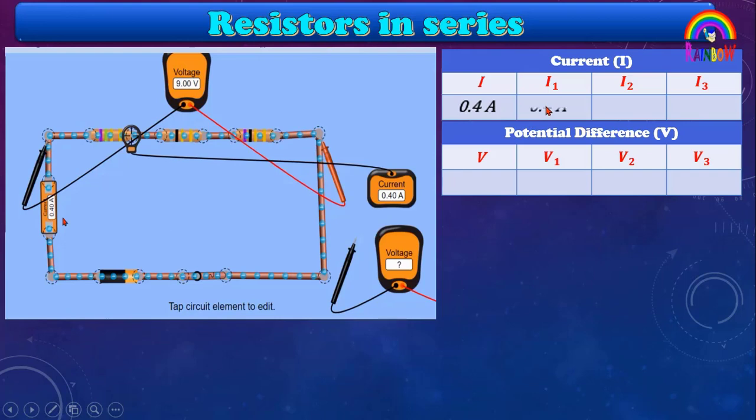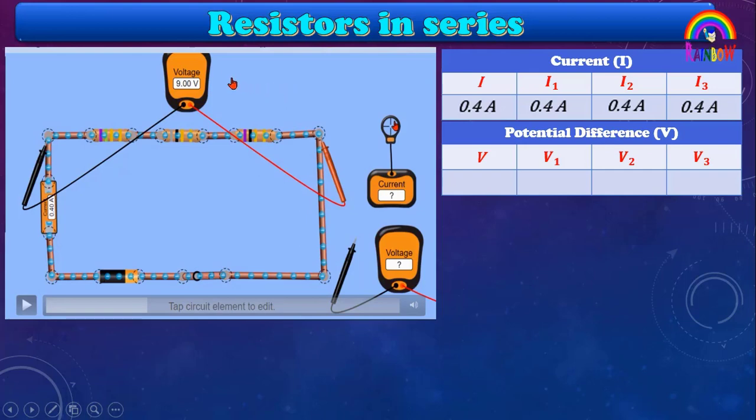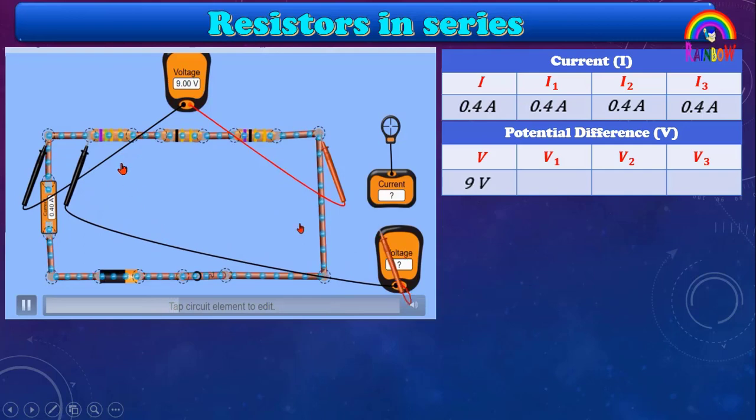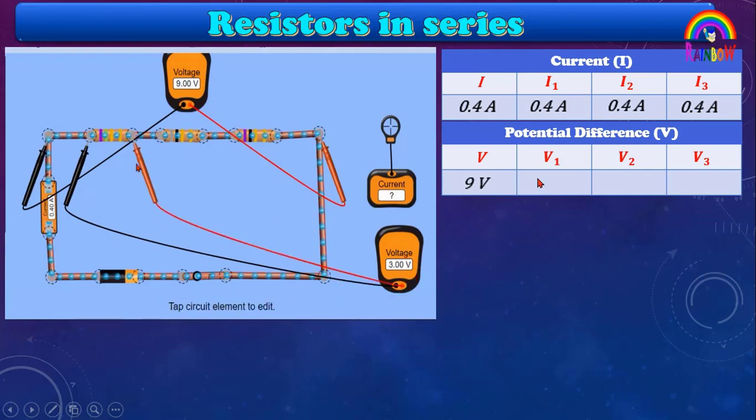That is I1 is equal to 0.4, I2 is equal to 0.4 ampere and I3 is also equal to 0.4 ampere. That means the same current flows through each resistor. Now note the voltmeter reading, that is potential difference across these two ends, and take it as V. It is 9 volt here. Now measure the potential difference across the first resistor. Let it be V1. So here V1 is equal to 3 volts.